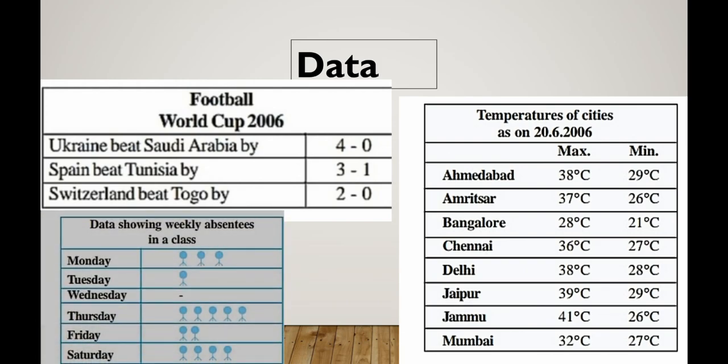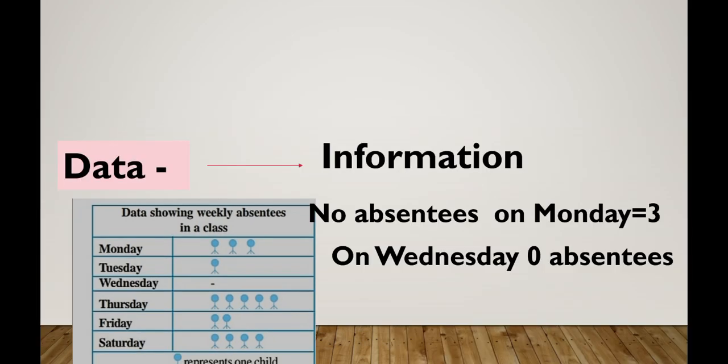Next data is on weekly absentees in a class. How many absentees are there on Monday? You can say 3 absentees are there. Tuesday, 1 absentee is there. Such information we will get from data. So from data we will get some information.